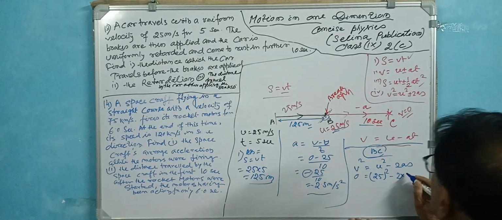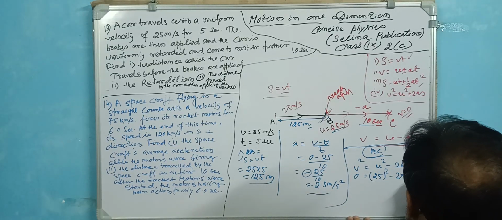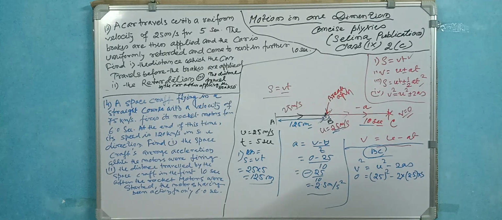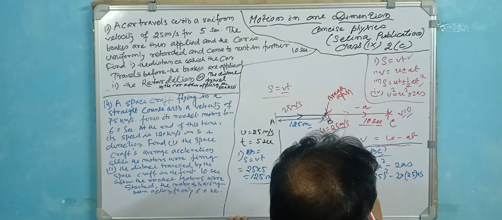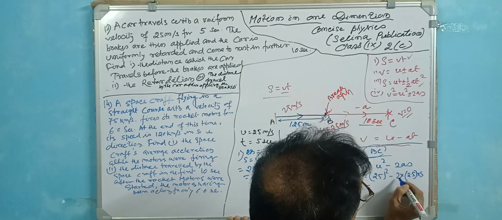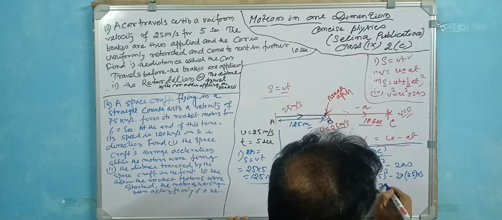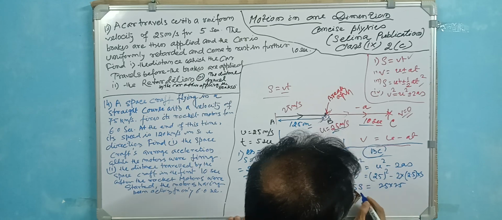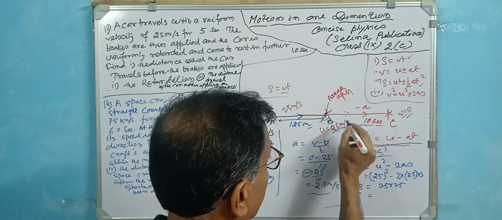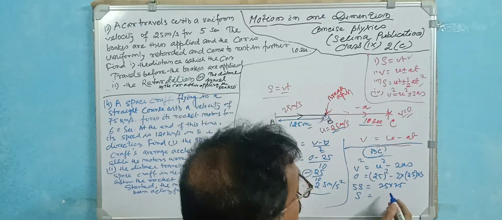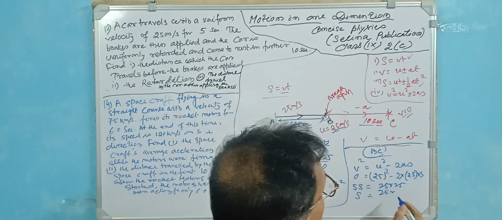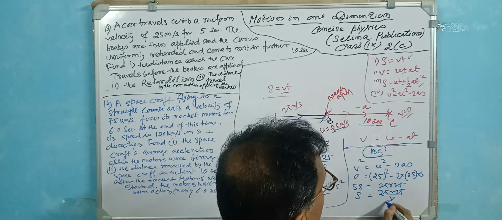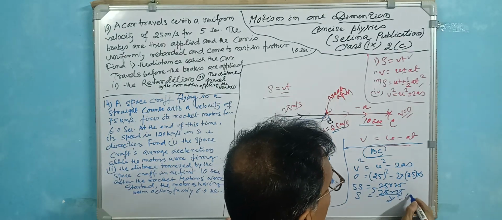This is 2.5, and this is S. S is the distance. So 0 equals 25 into 25 minus 2 times 2.5 times S, which is 5S. So what is S? That means the distance traveled, BC. What is BC? 25 into 25 by 5. So this is 5, so 125.